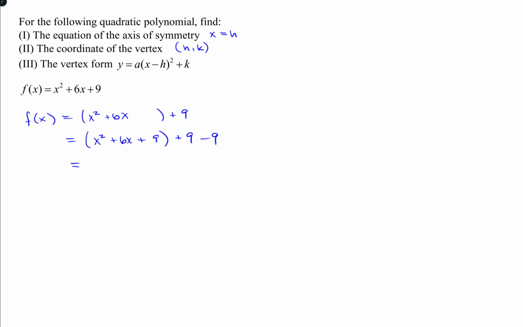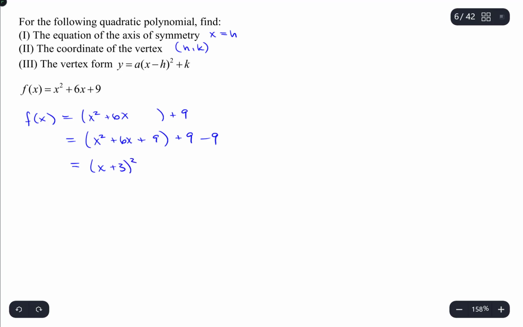So that this resulting quadratic factors very easily. It's just x plus half of this number. So x plus 3 quantity squared. 9 minus 9 is 0. So this is the vertex form and is therefore the answer to part 3.